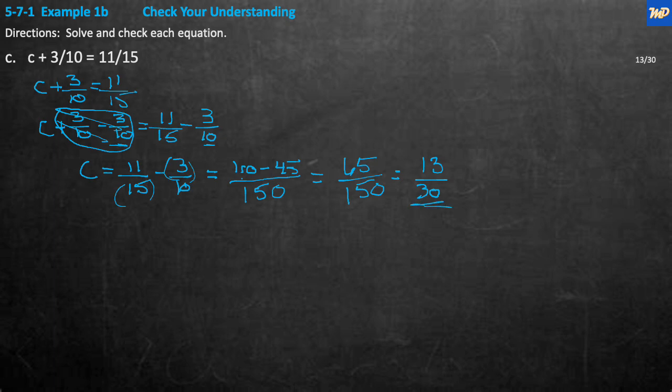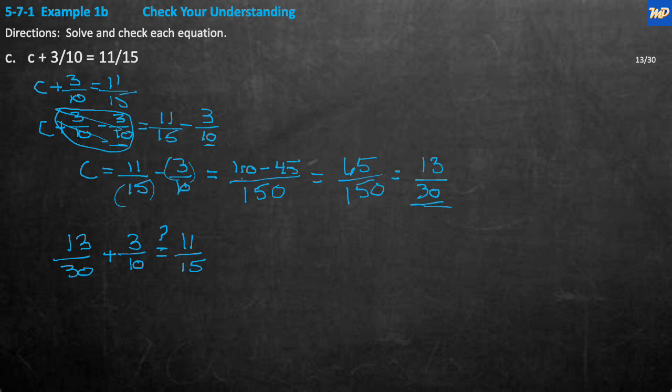And now we're going to see if it's correct. We're going to replace c with 13/30. So we're going to say 13 over 30 plus 3/10 is equal to 11/15. And that's a question. Is it equal to, right? Is it equal to?